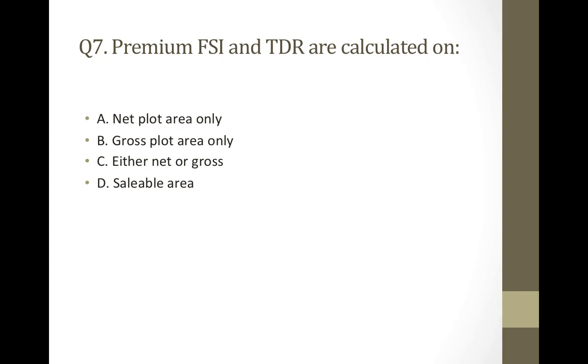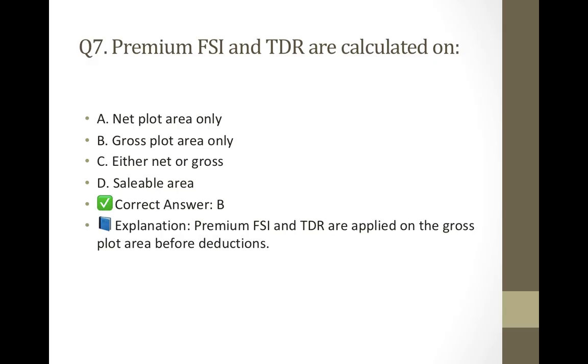Question 7, premium FSI and TDR are calculated on option A net plot area only, option B gross plot area only, option C either net or gross, option D sellable area. So correct answer is option B, that is gross plot area. So basic FSI is calculated on net but premium and TDR are always calculated on the gross plot area before the deductions.